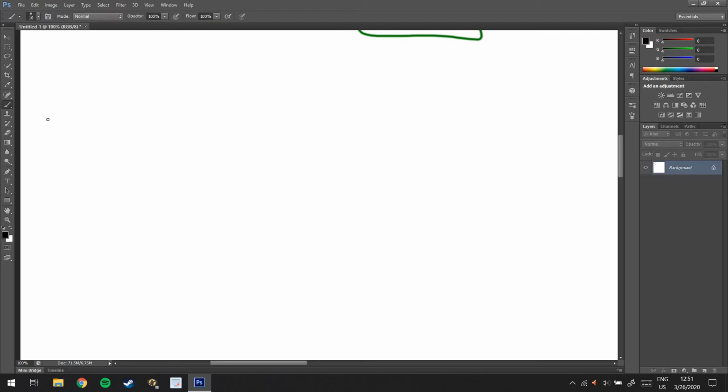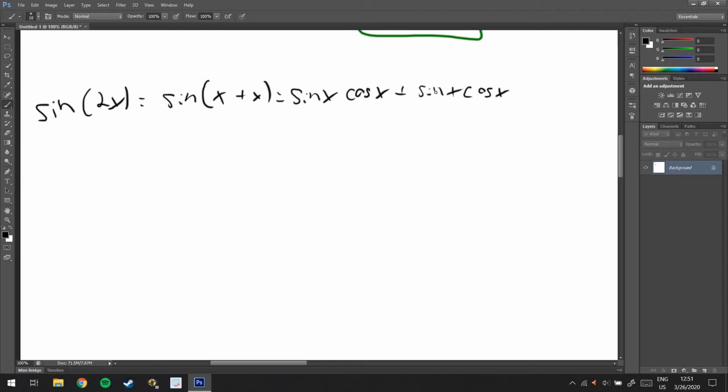So to start, we had looked at, say, sine of 2x. We ended up writing this as sine of x plus x, and then we used our sum identities to be able to derive the double angle identities. So this was sine x cosine of x plus sine x cosine of x, which is just equal to 2 sine x cosine of x. Okay. So for 6.3, this is double and half.